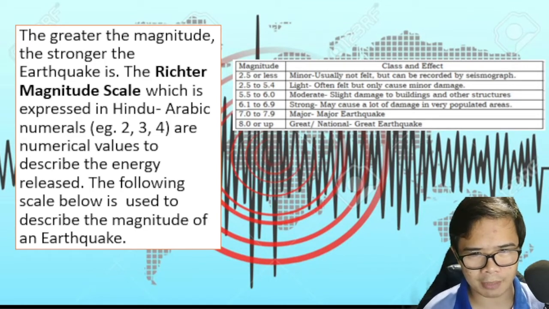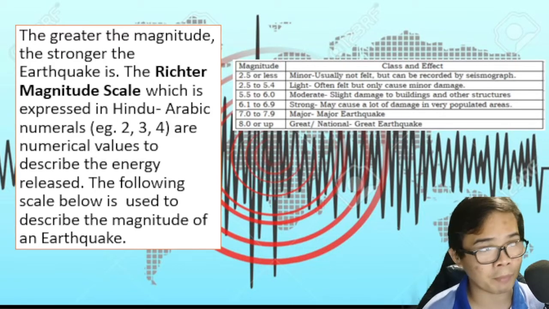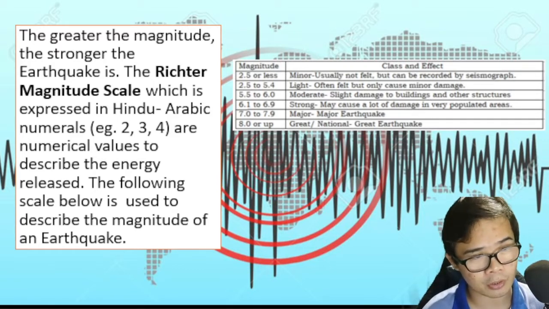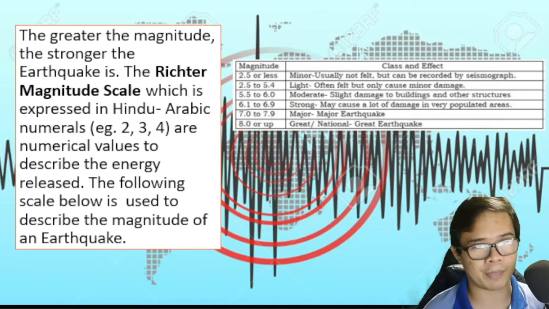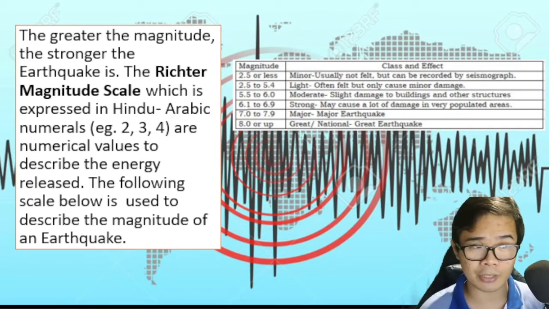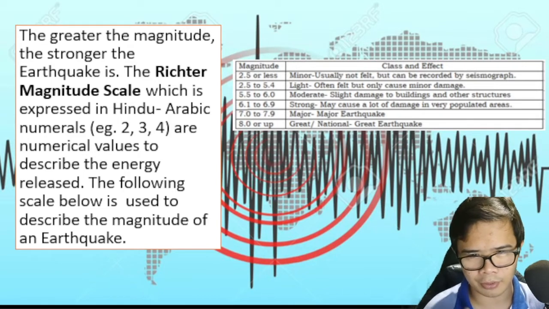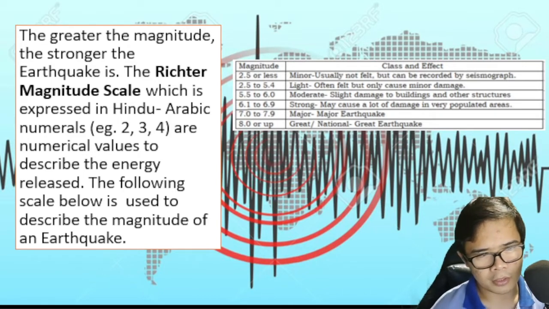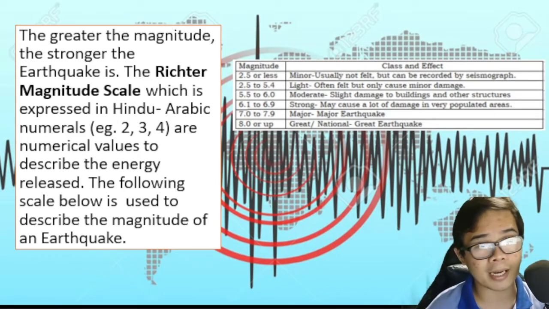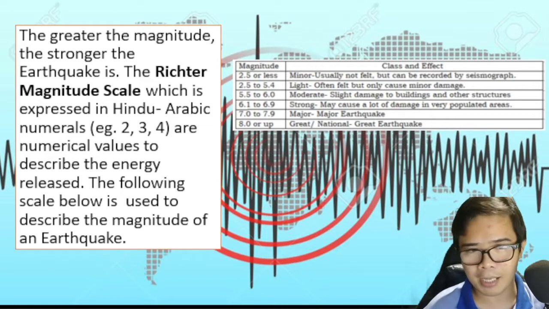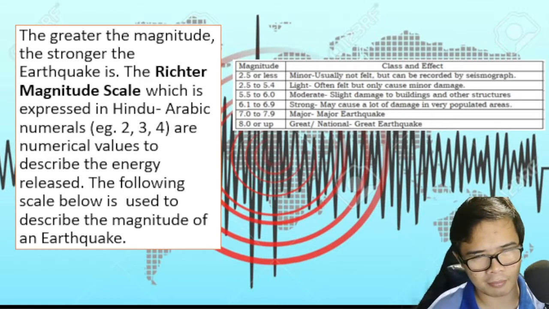Pag naman tinatawag natin na major, that is actually 7.0 to 7.9. Anong ibig sabihin nito? Major earthquake will happen. So malakas na yung earthquake. Dito, mararamdaman mo, at damang-dama mo kung gaano kalakas si earthquake. Okay, wala pa tayo dyan sa malakas na yan. Major earthquake lang yan.